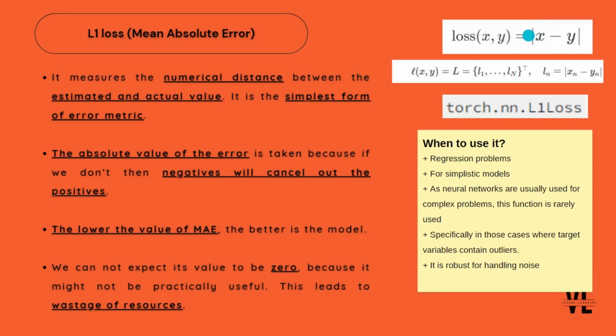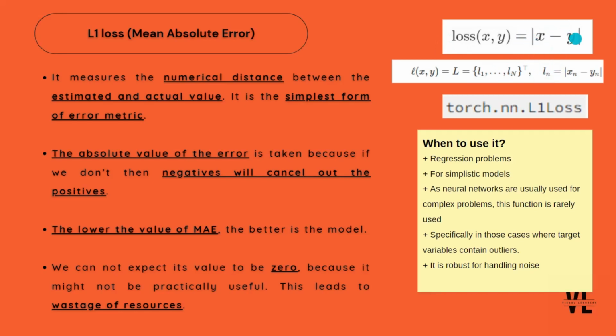So we take the difference between the output from our model and the target value, and we take the absolute value. That is known as L1 loss. The absolute value of the error is taken because we don't want the negatives to cancel out the positives. For example, when you take the difference, some of the losses might be negative and other losses might be positive. So if y pred is less than y, then it's going to be negative. And if y pred is greater than y, then it's going to be positive. So when you have positive and negative losses, and when you sum them in the case when you have multiple losses, then they're going to cancel each other out.